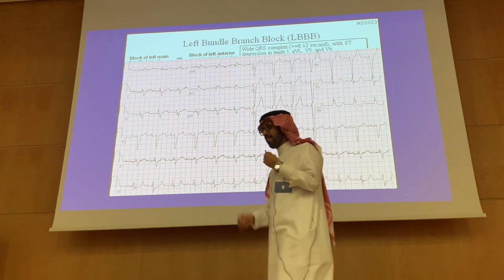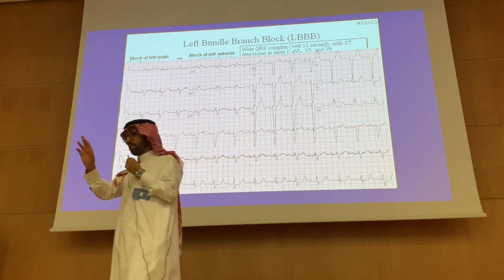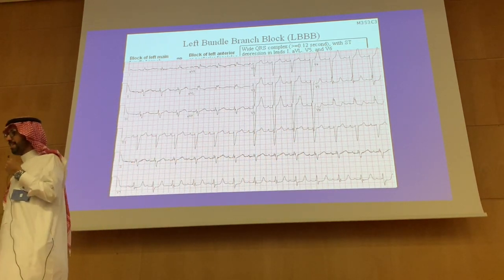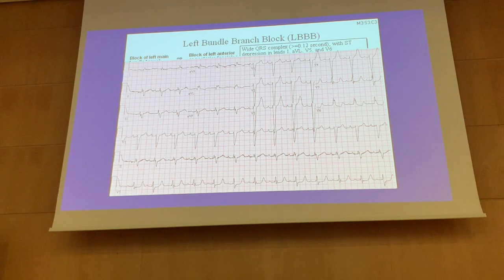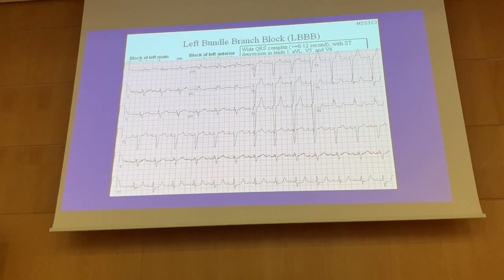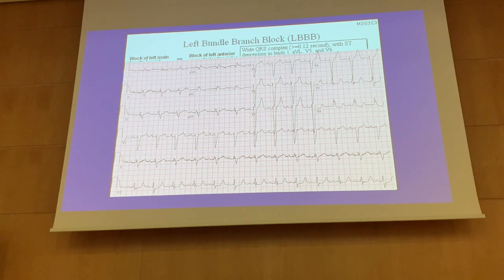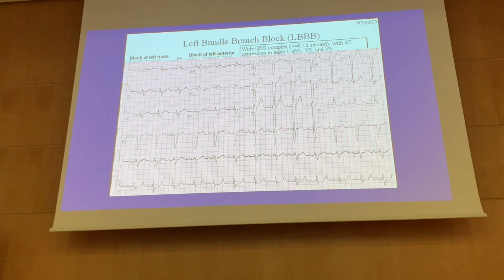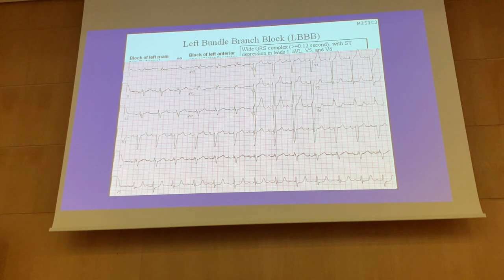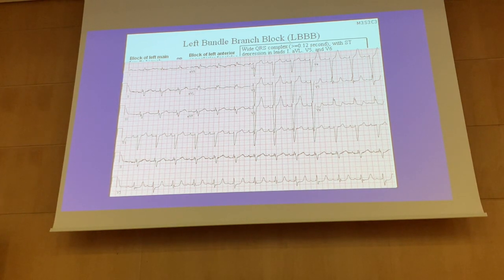So there will be a deep S in the left bundle branch. So it will get help from the right. Because of that, it is going away from the lead, and that will cause a negative wave. There is no negative R wave here.